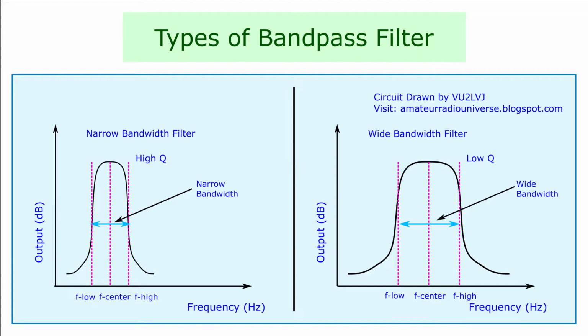2. Wide bandpass filter. Here the pass band is wide and it allows signals from a wide band of frequencies to pass through. A wide bandpass filter has a low Q. An LC filter is a type of wide bandpass filter.